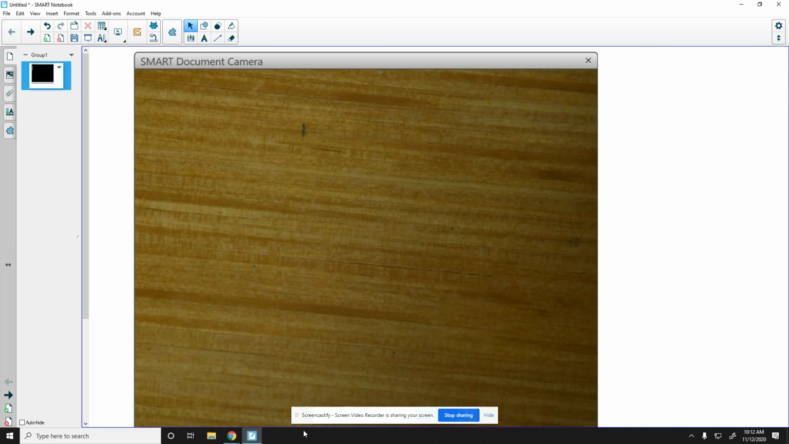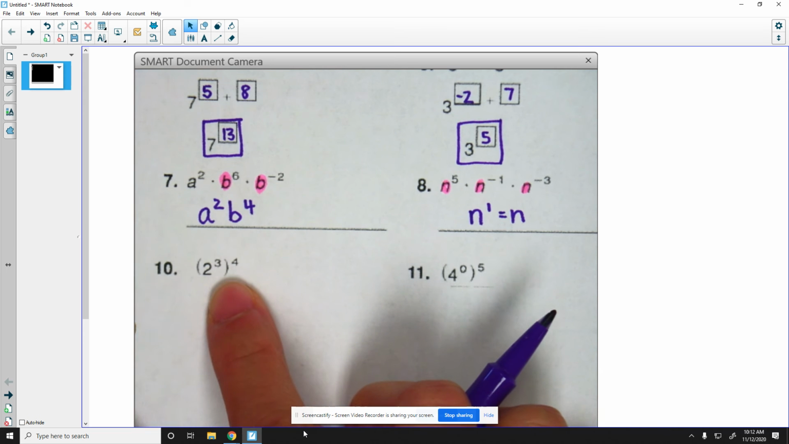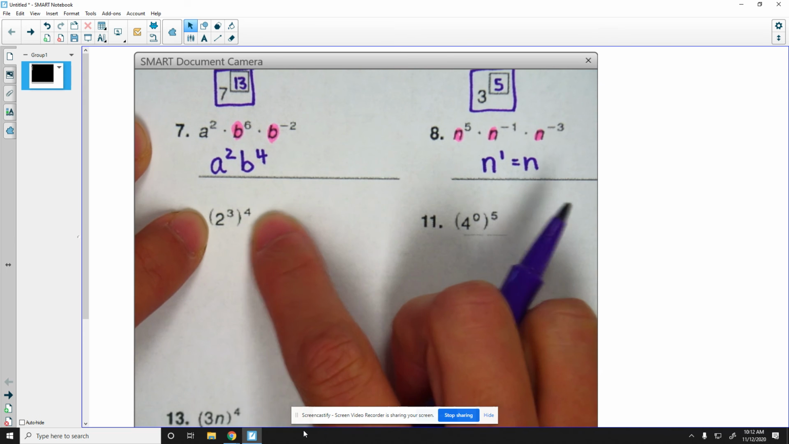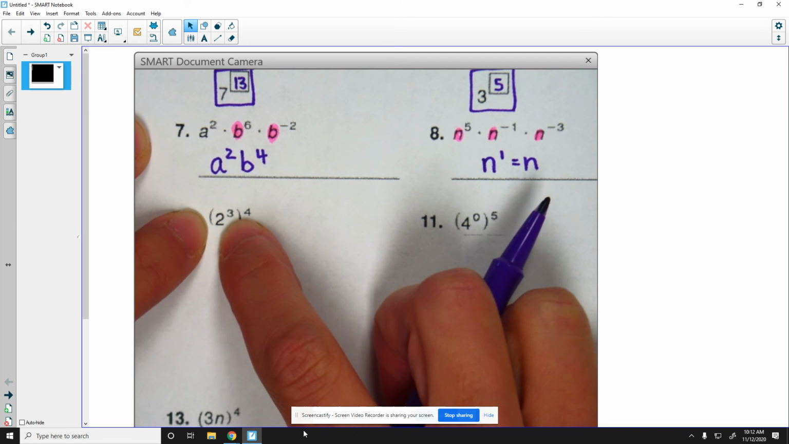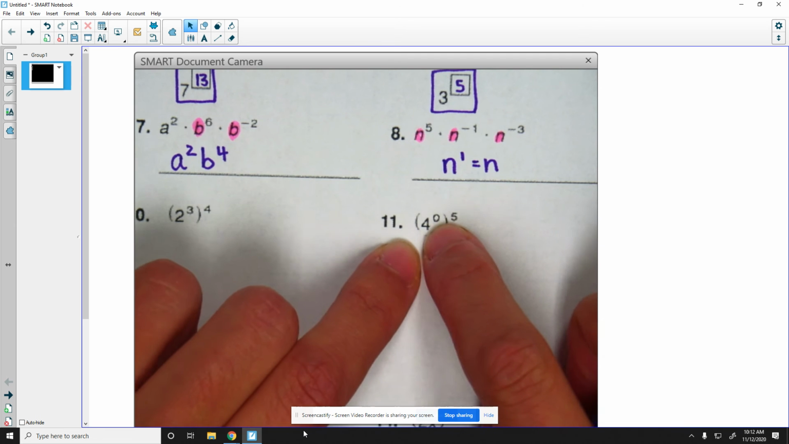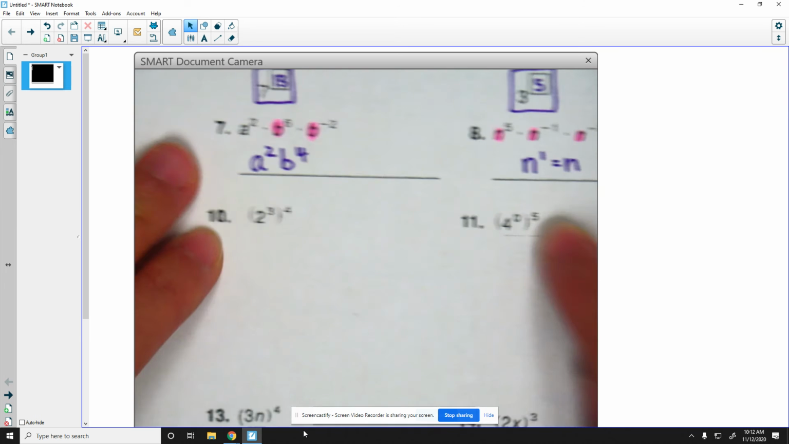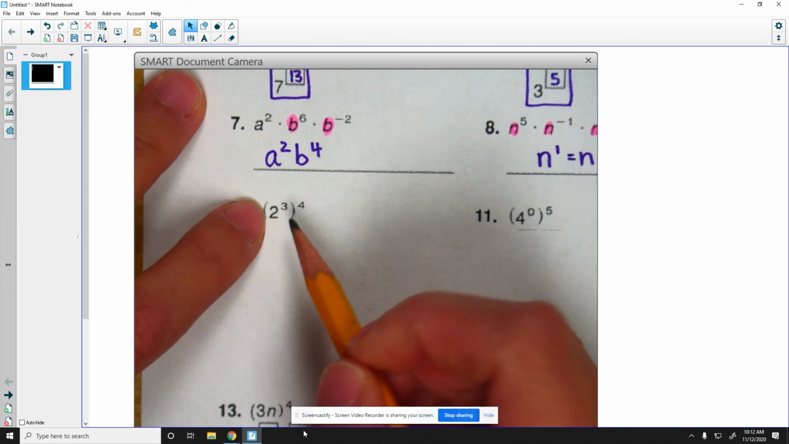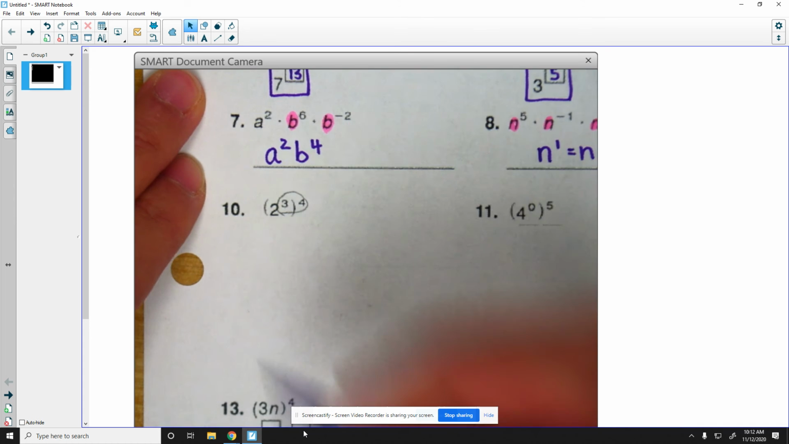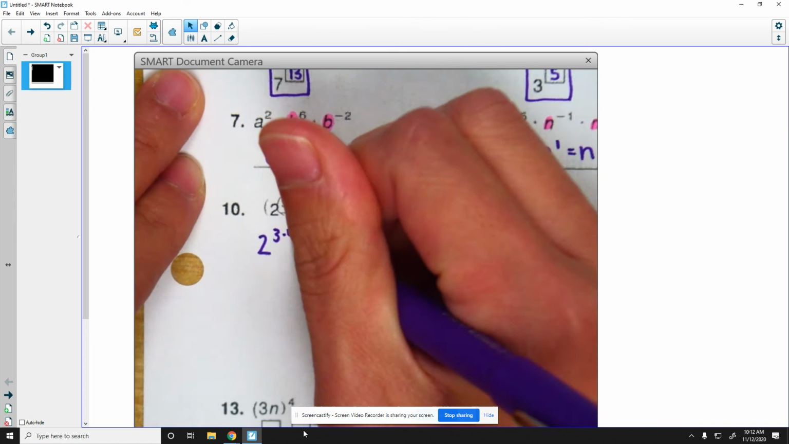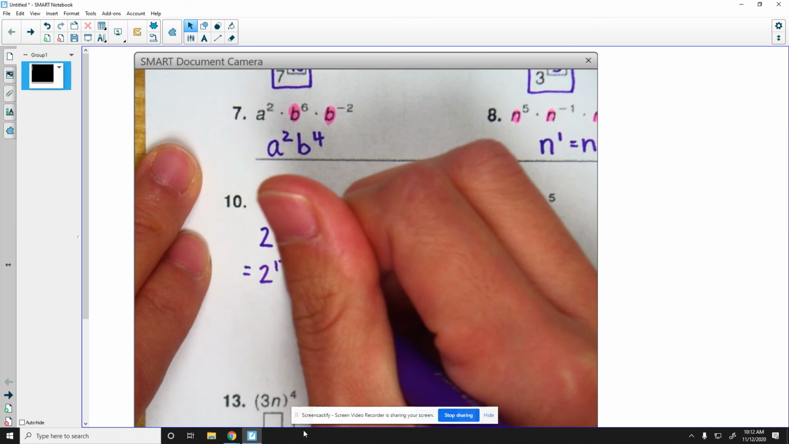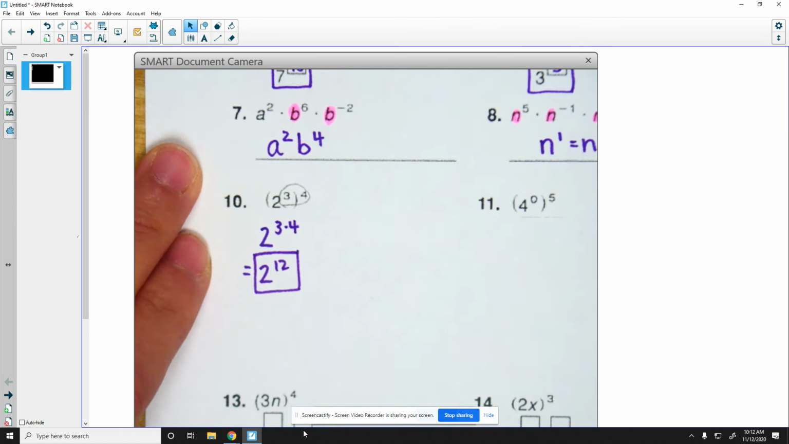Okay, that's my first rule. My second rule is going to be this. All right, now do you see how I have like a power to a power? I have something to the third power, but then all of that is to the fourth power. So like this, I have something to the 0 power, but then all of that is to the 5th power. So here's my trick. If I have a power to a power, I multiply my exponents now. So I'm multiplying 3 times 4. So what's 3 times 4? 12. So it's 2 to the 12. That's my answer.